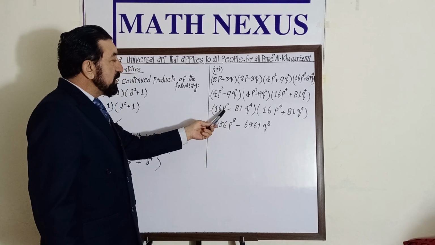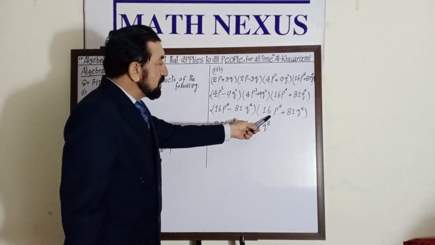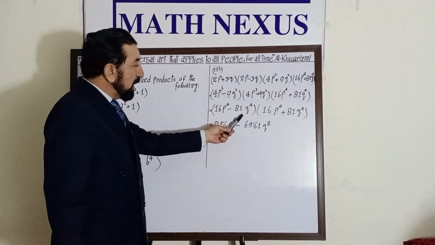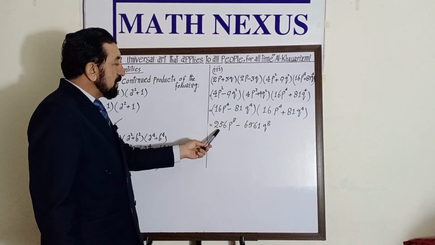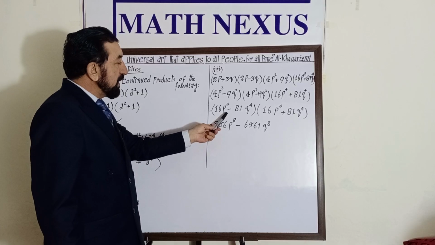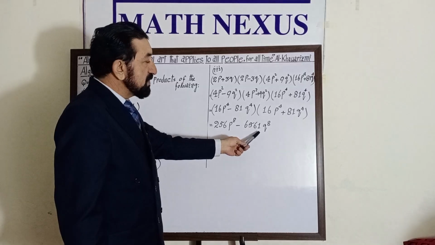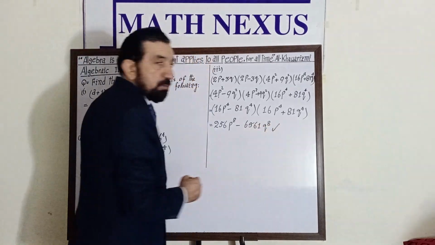It means 16p power 4 minus 81q power 4 into 16p power 4 plus 81q power 4. Again, this is a minus b and this is a plus b. We can write 16 16s are 256 p power 8 minus 81 into 81, 6561 q power 8. This is the answer of the question.